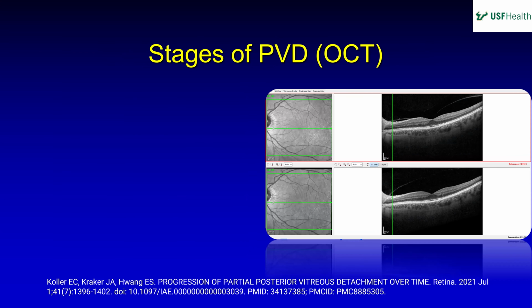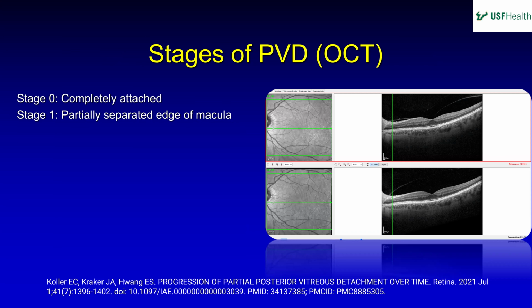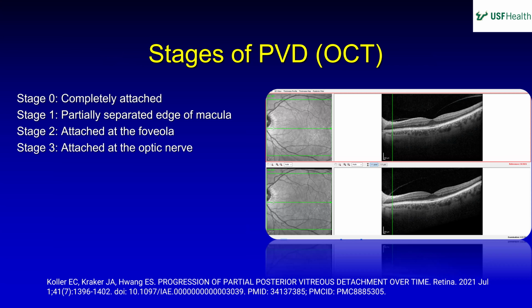So there is a staging system for PVD, and it goes like this. 0 is completely attached. 1 is a little bit detached. When you do the OCT scan, you'll see a little bit of separation, but not a lot. 2 is just attached at the foveola, so it's detached everywhere but the foveola. 3 is attached at the optic nerve, but off everywhere else. And 4 is detached from everything.